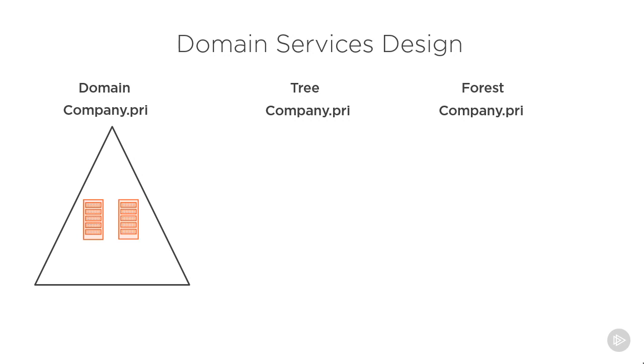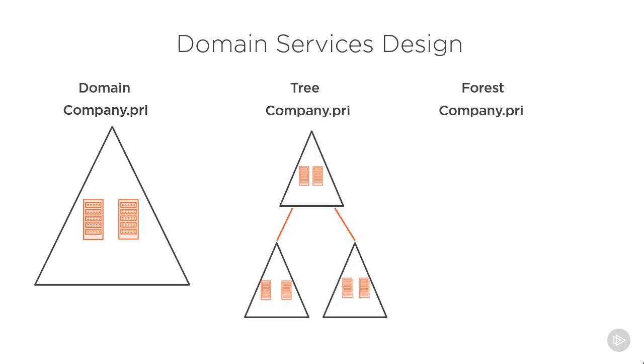The second domain service design is a multi-domain tree. Here we can see a multi-domain tree represented by the tree root and two child domains connected together by trust relationships. We will be discussing trust relationships in a later module. This type of design is useful if we want administrative role separation and if we want to control the flow of replication traffic. Each domain in this tree holds its own domain database, but they also share information between the different domains in this tree.